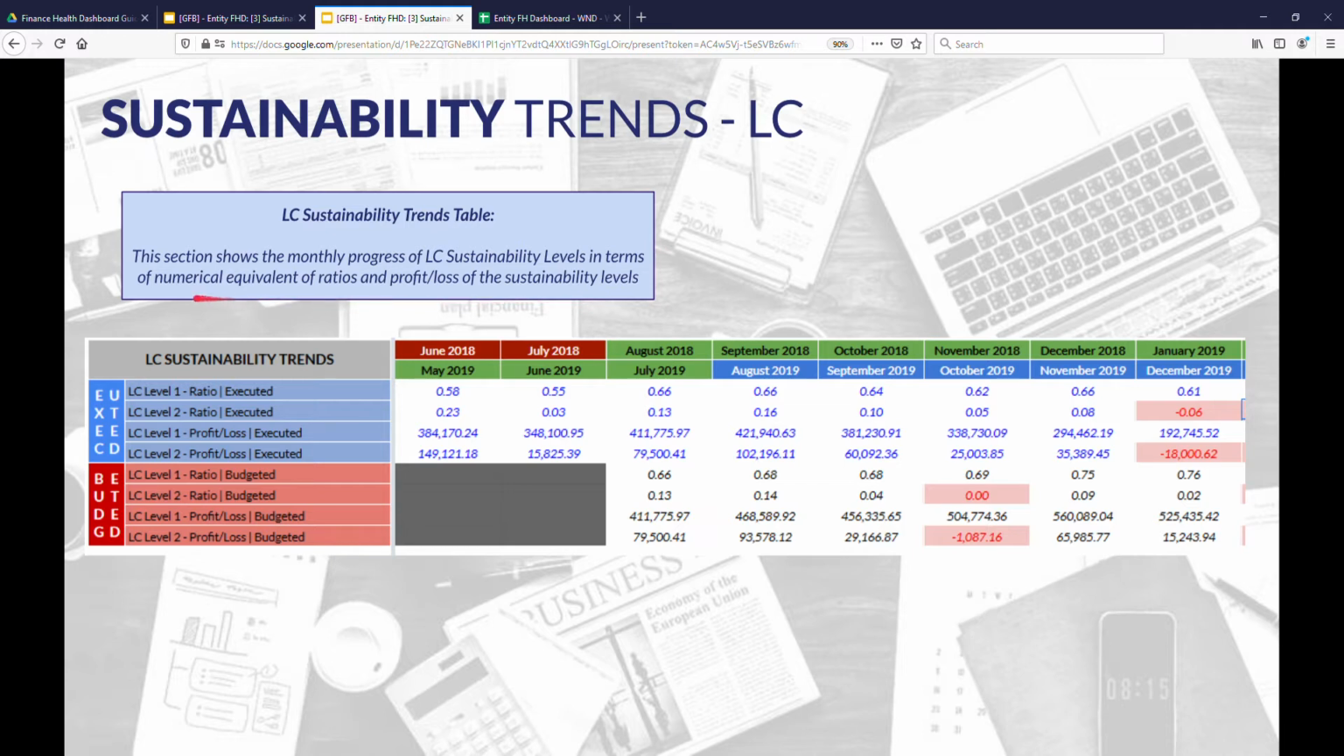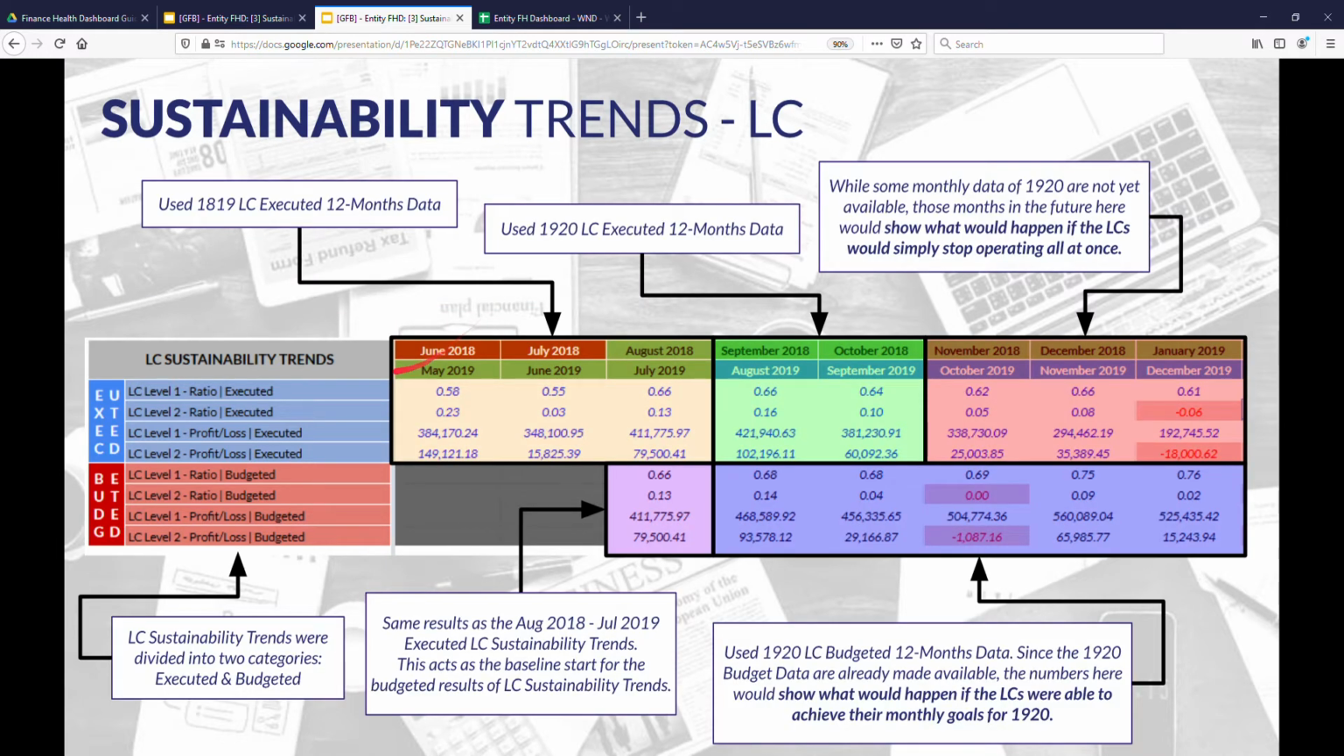The table is basically showing progress in numerical equivalent on ratios and profit losses. These are the different parts of it. At the left, they are divided into executed and budgeted, so that you can easily compare different ratios and profit losses. Under executed, up until July 2019 uses the 1819 LC executed 12 months data.